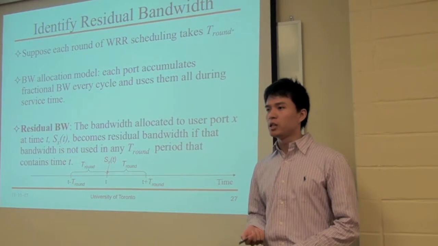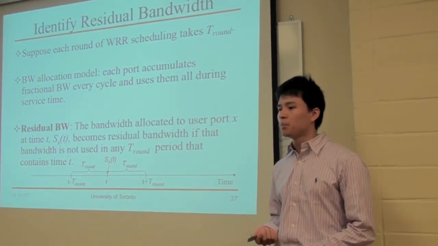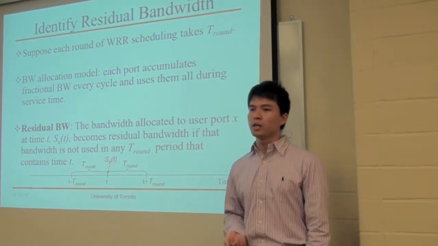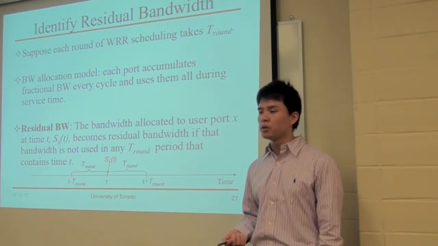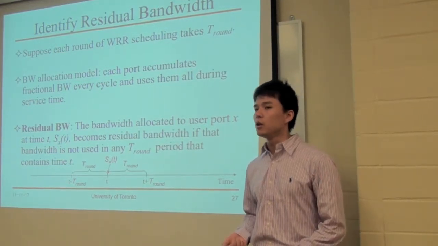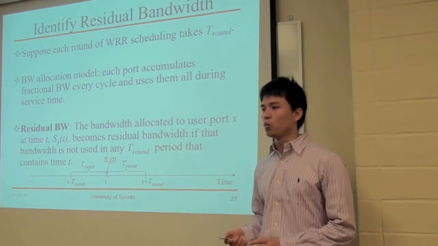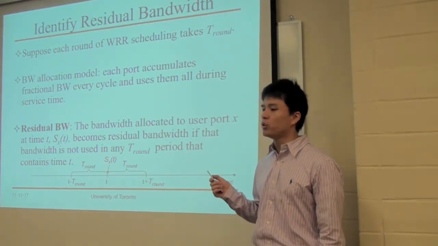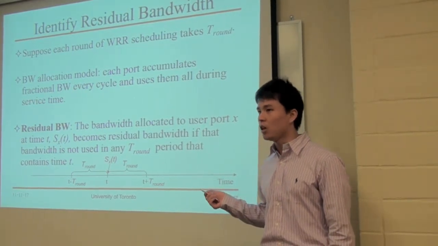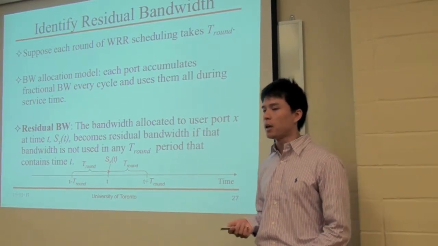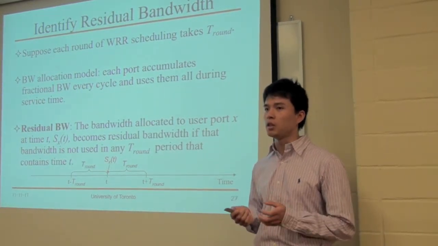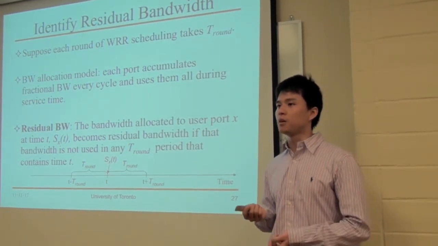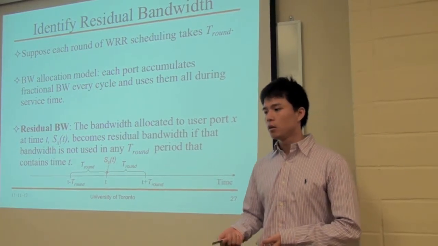To be able to identify the restive bandwidth, you first need to define it formally. Suppose each round of WRR scheduling takes T cycles. We can model the bandwidth allocation process as each port accumulating fractional bandwidth every cycle, and then using it all during the service time. So for the bandwidth allocated to port X at time T, if we can make sure that this bandwidth was not used in the previous T cycles, and will not be used in the future T cycles, we are safe to conclude that this bandwidth is restive bandwidth.